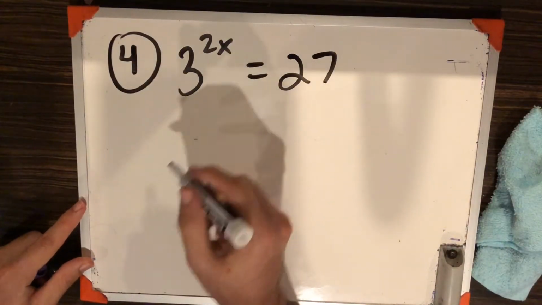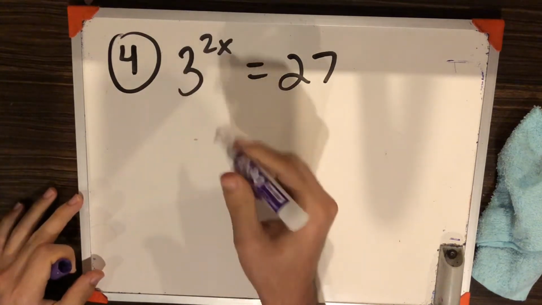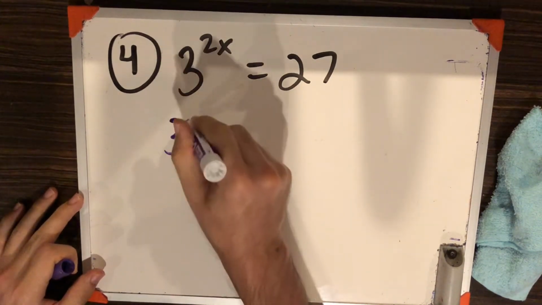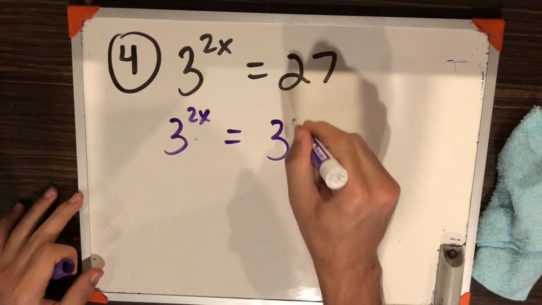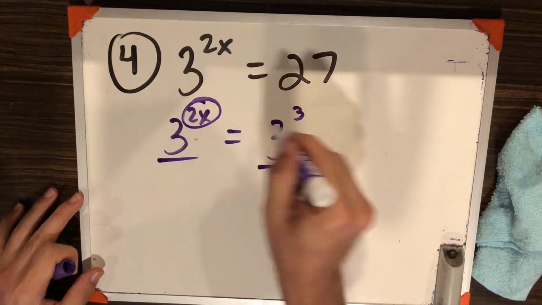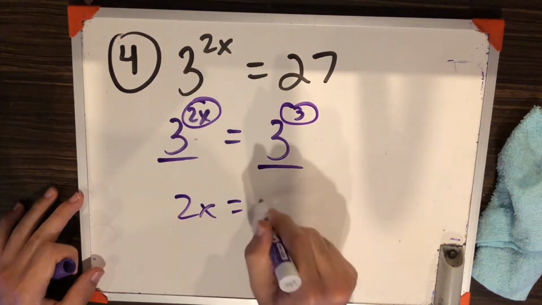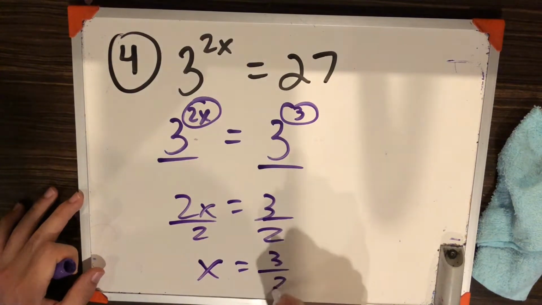Alright, number 4. We have 3 to the 2x power is equal to 27. Again, I'm probably looking for a base of 3. So 3 to the 2x, that has a base of 3 already. 27 is 3 to the third power. I have the same bases now. I can set these equal to each other. So 2x is equal to 3, divide by 2, x is equal to 3 over 2.